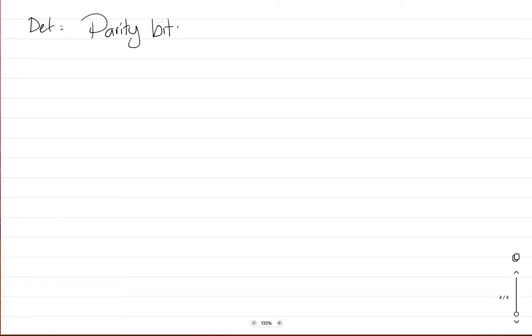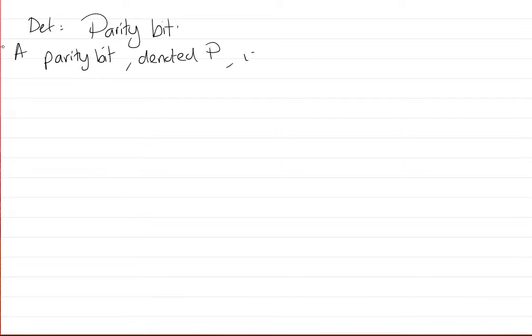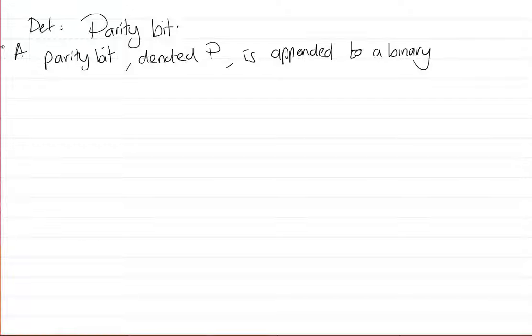Okay, so what is a parity bit? So a parity bit, denoted by P, is appended to a binary message to ensure a specific parity.